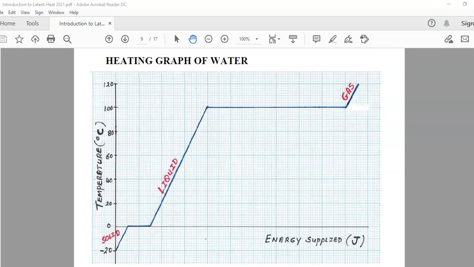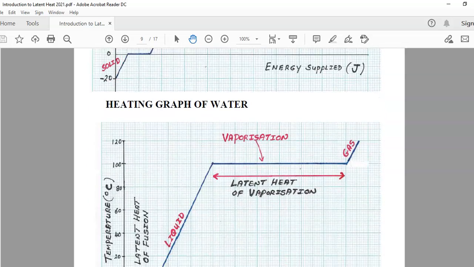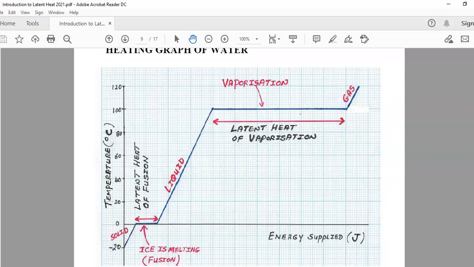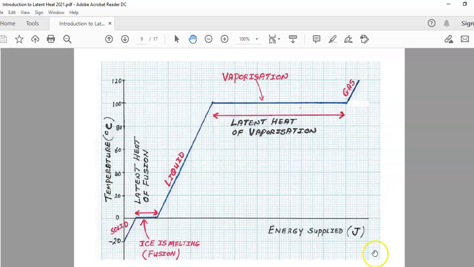Now, looking at this graph, a more labeled version of it here, we can see that I've labeled this transition from solid to liquid here. The ice is melting, which we know as fusion. And this amount of energy here, if we had units on our graph, we could work it out. This amount of energy here is known as latent heat of fusion.